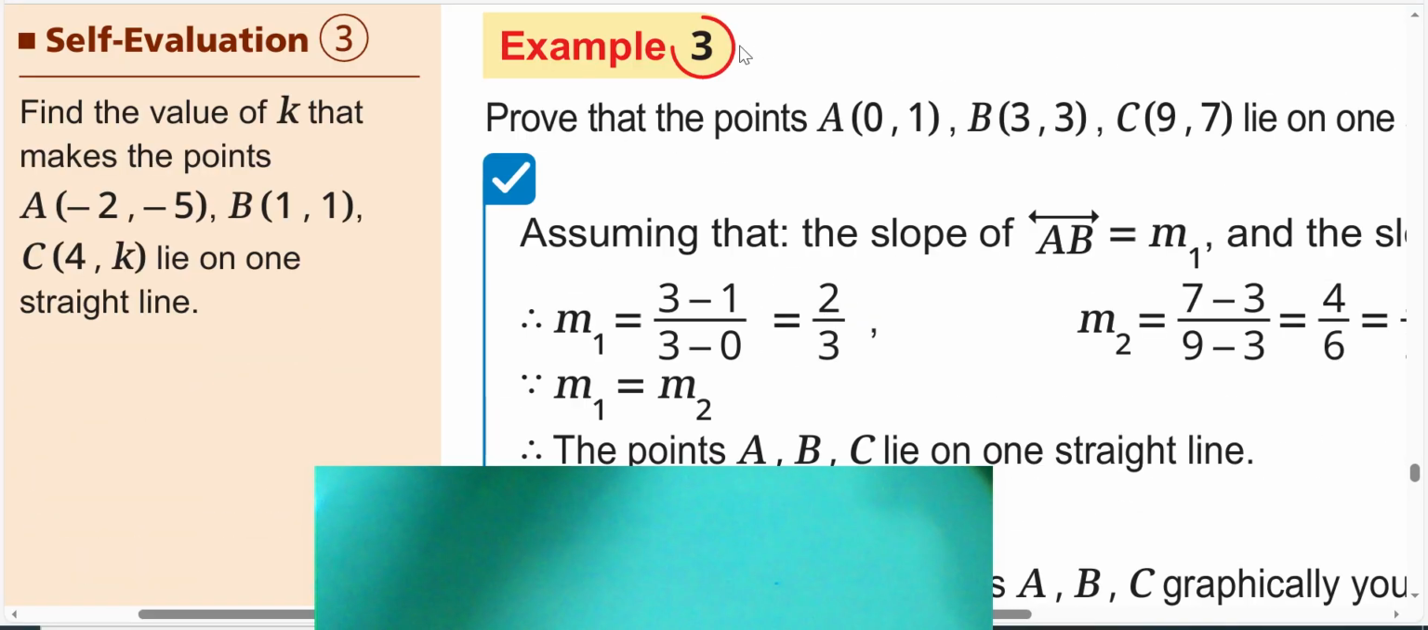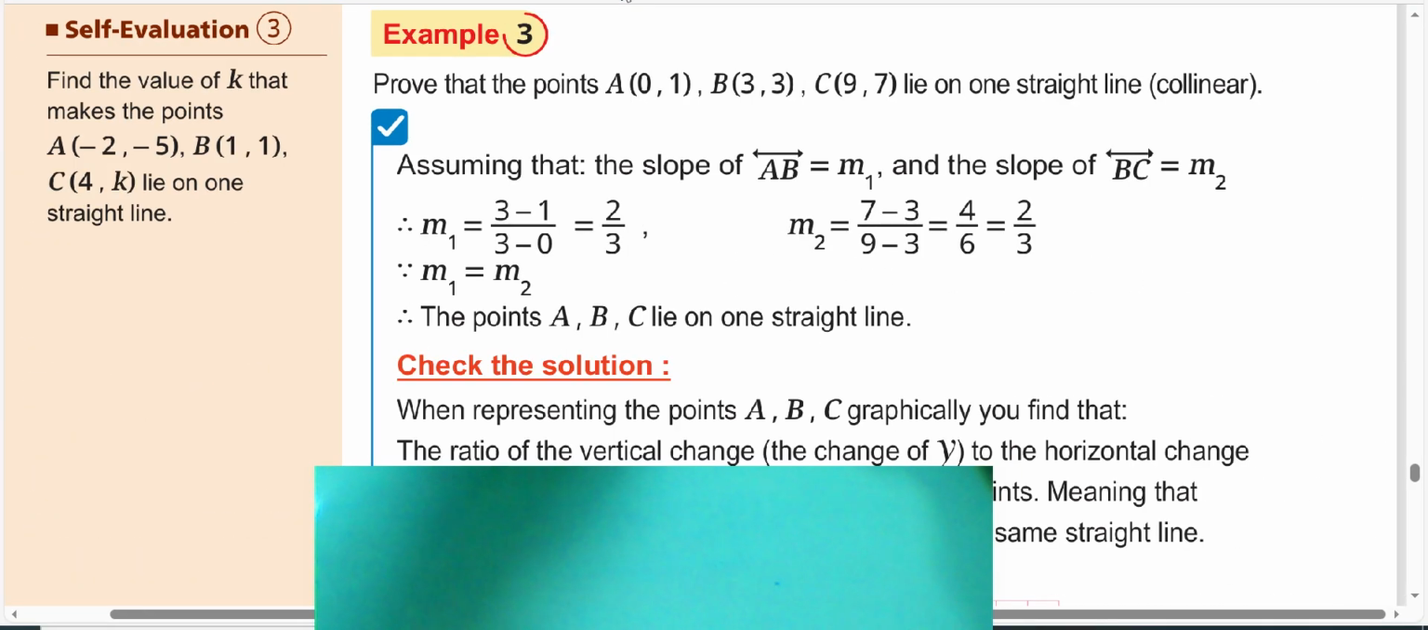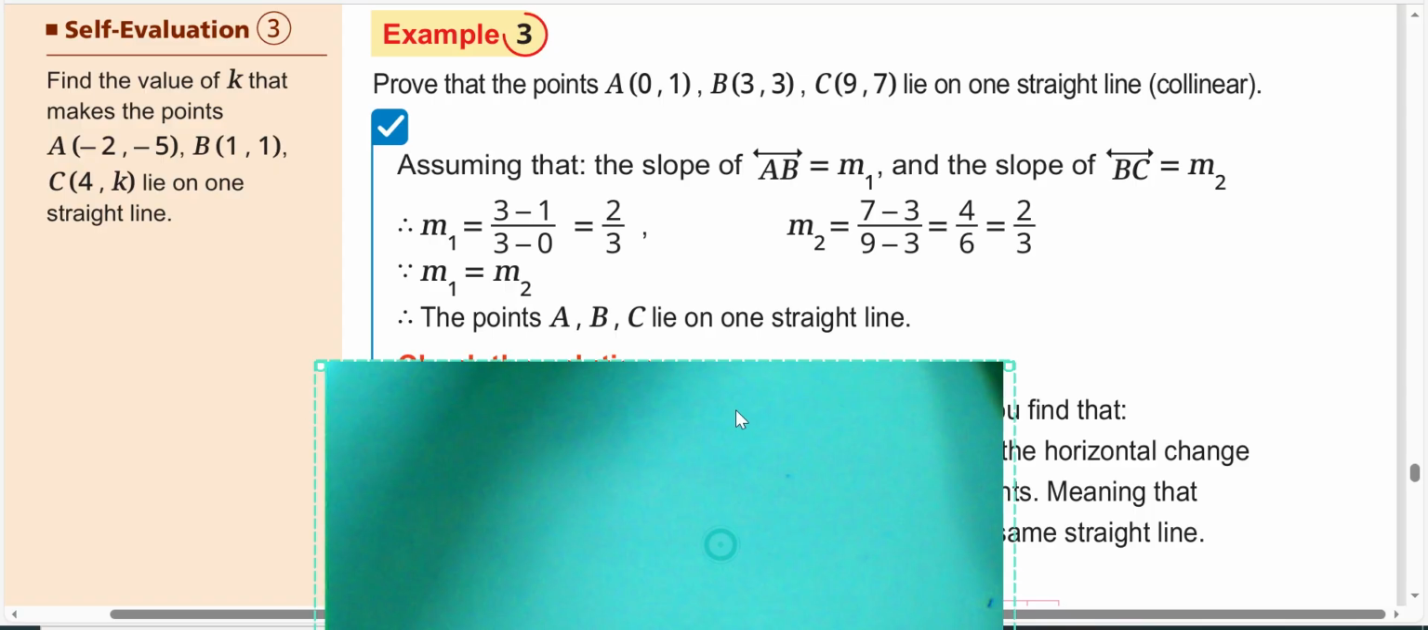Self-evaluation number 3. First, read this question. Collinear means slope 1 equals slope 2. If 3 points are collinear, then slope AB equals slope BC equals slope AC. They are equivalent. He wants to prove that 3 points are collinear, so we can find slope 1 and slope 2. Then, if they are equivalent, A, B and C are collinear.